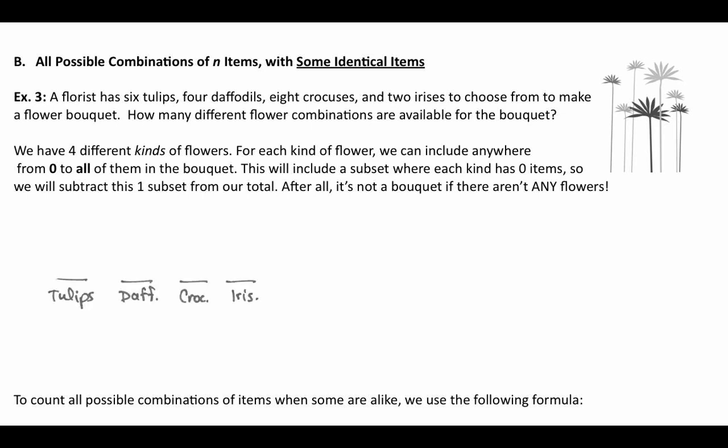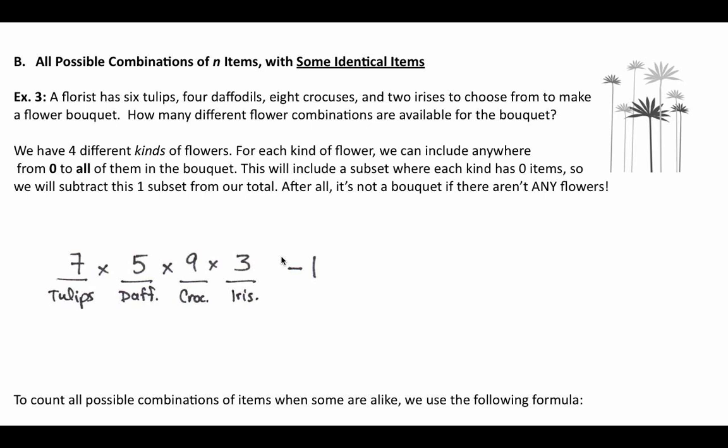So here we go. We've got tulips, daffodils, crocuses, and irises. For the tulips, there are 6 of them, so we could choose to include 1 or 2 or 3 or 4 or 5 or 6, or none. So there are 7 options for tulips. Daffodils, there are 4 of them. In the same way, we can include 1 or 2 or 3 or 4, or none. I could say I don't want daffodils in this bouquet, so there are 5 options. Crocuses, there are 8 of them, so we could include anywhere from 1 to 8, or the ninth option, which is none. And so on and so forth.